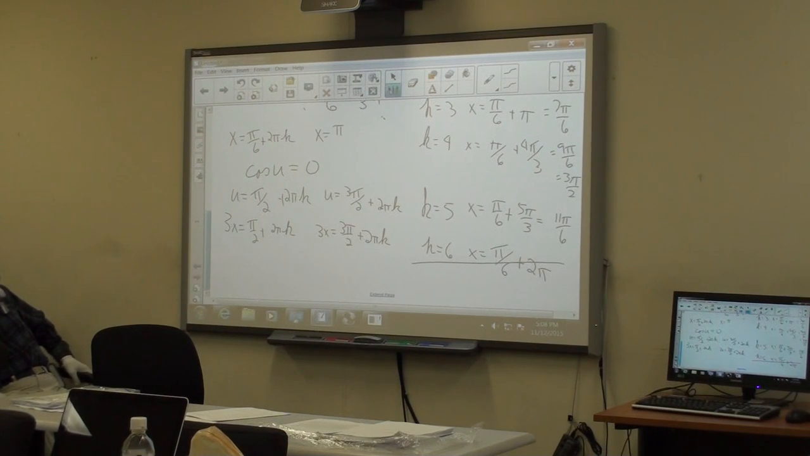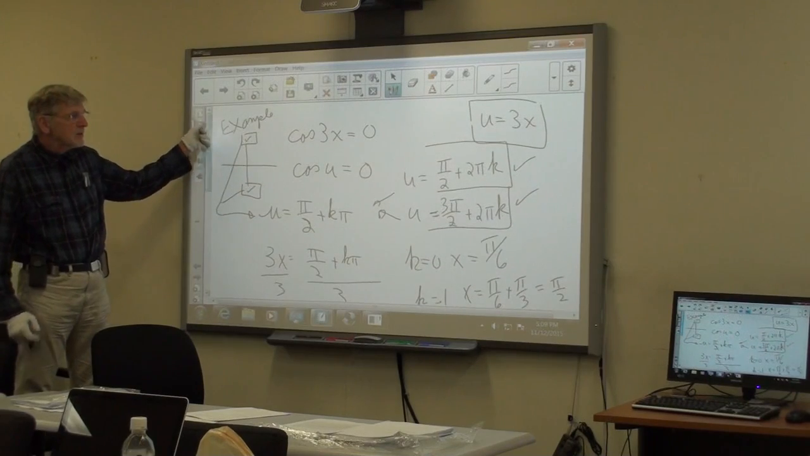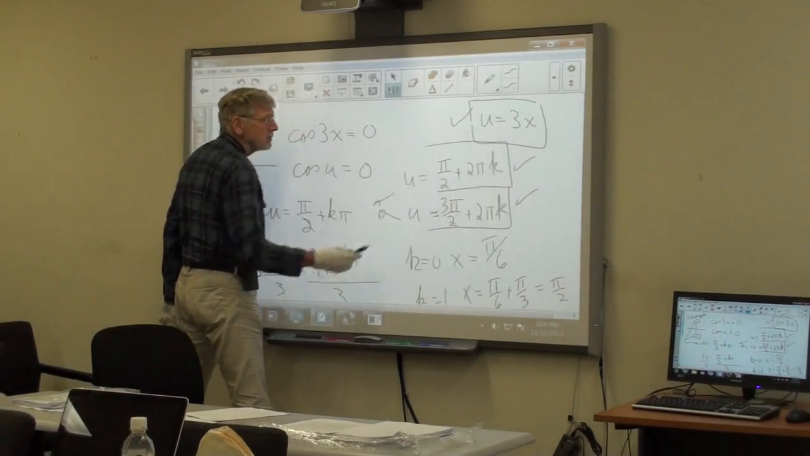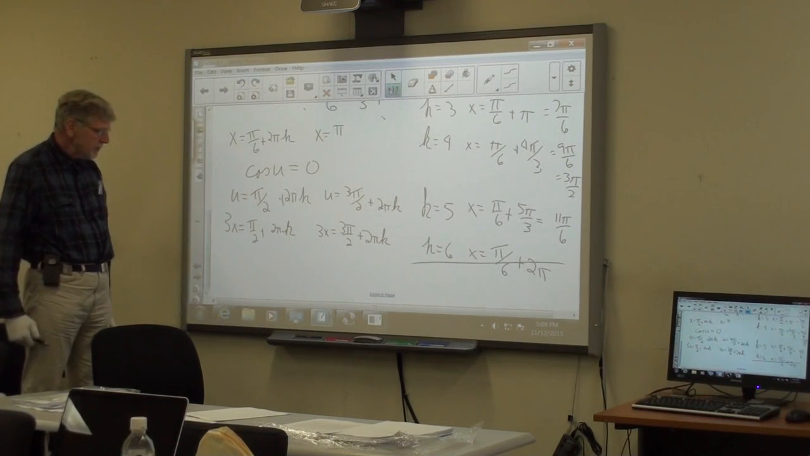Cosine of u equals 0. So what angles have 0 for a cosine? I use both of them. But to get all solutions for each one, we have to add an arbitrary number of 2 pi's, so we add 2 pi k to each one. I back substituted, because the u was my own definition, my own substitution, to make life more clear. So now I have to back substitute.